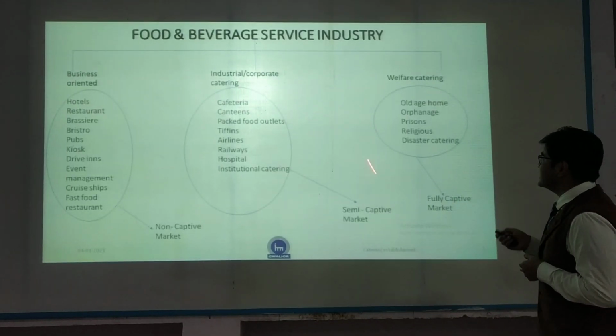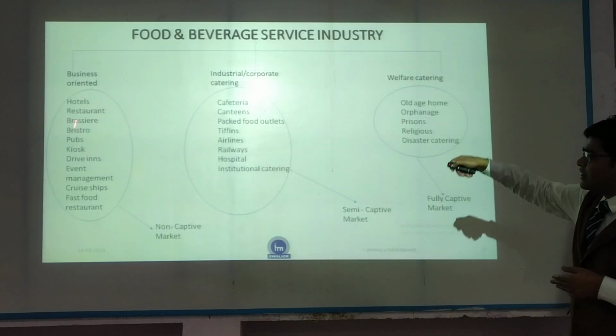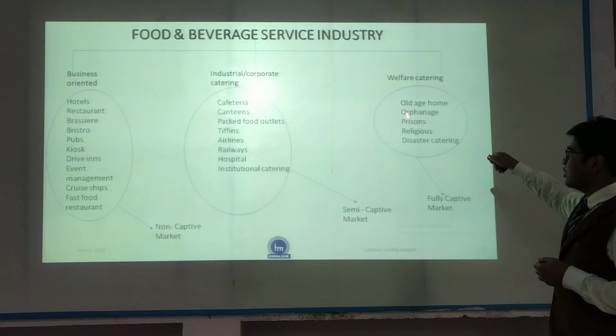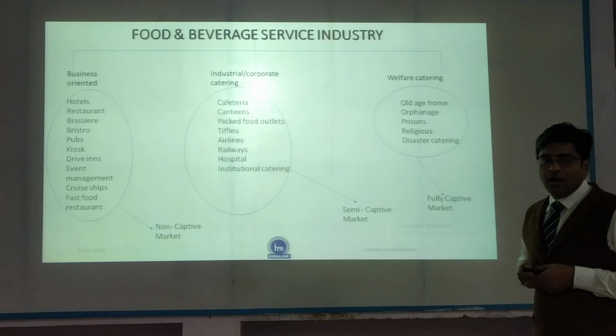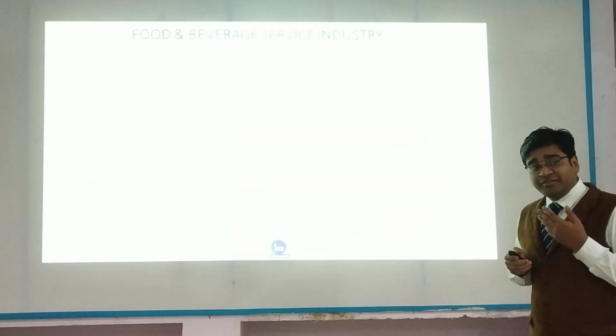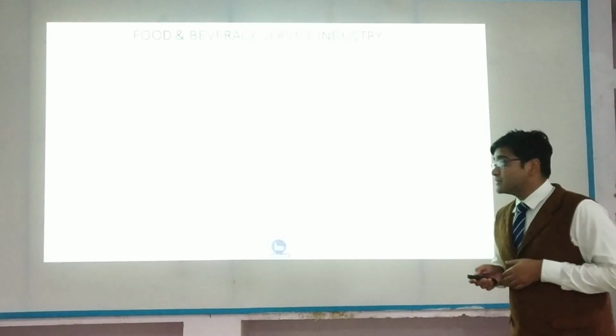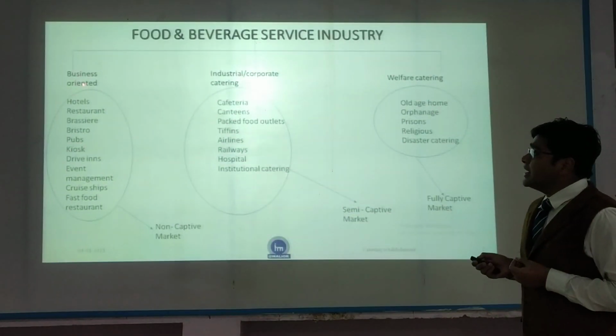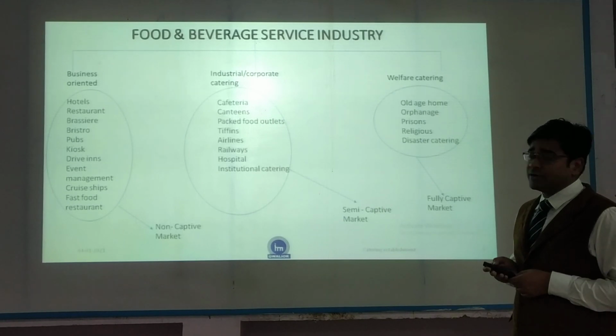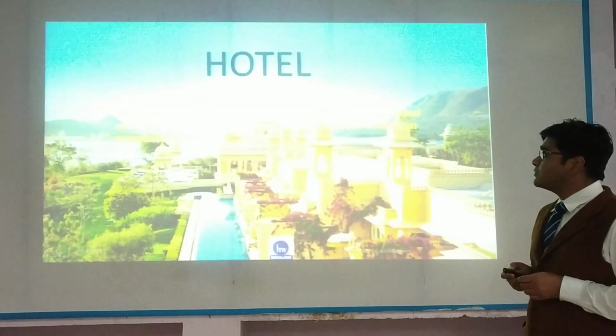Okay. Now after this, we will go through each and every classification and take a look at what all these areas are, what the examples of the different outlets are, and how they operate as per our learning objectives. So first we'll enter into the business-oriented catering. That's the first one, that starts with the hotel.